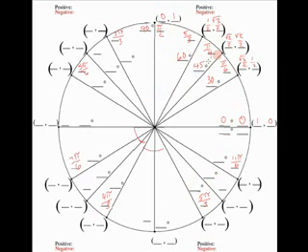Alright, let's go around and finish it off with the 45s. Pi over 4, 2 pi over 4, 3 pi over 4, 4 pi over 4, 5 pi over 4, 6 pi over 4, 7 pi over 4, and 8 pi over 4. Okay, then I got the easy ones. This is 360 degrees with 2 pi, right?